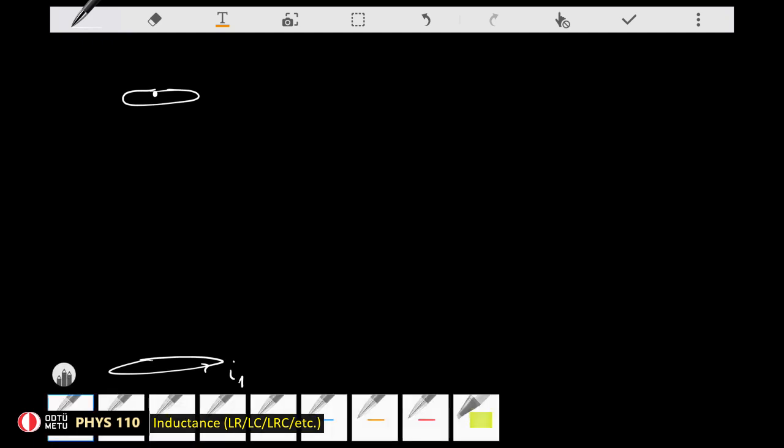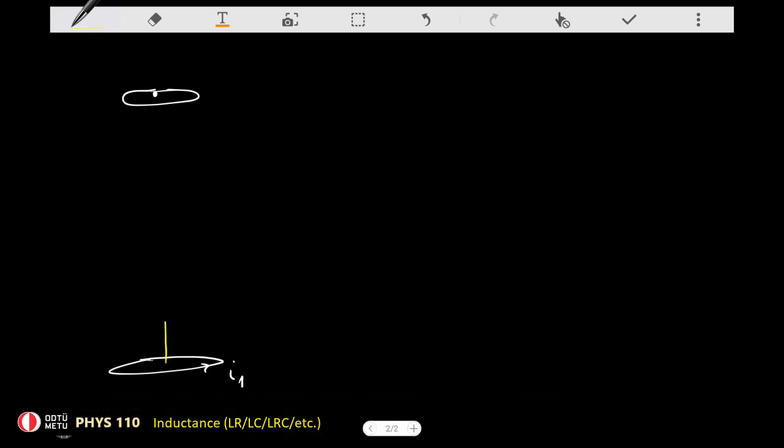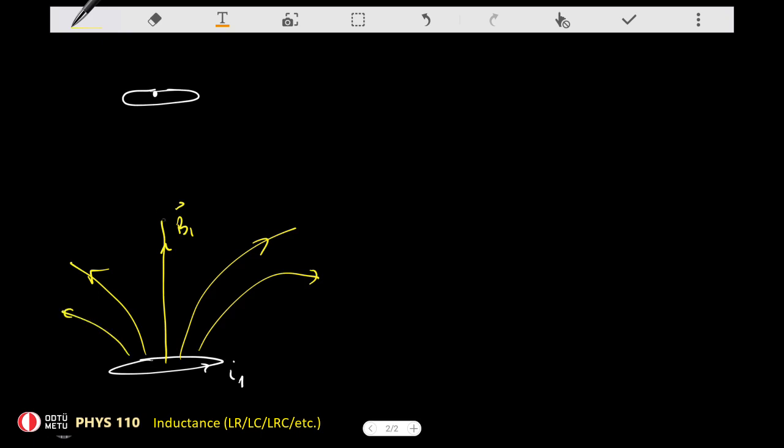I'm going to assume that there is a current flowing in one circuit, and there is the second circuit here. That's the second circuit. We know that this current is going to produce a magnetic field, which we call B1. We know that this magnetic field is very non-uniform. We couldn't calculate it everywhere, but at least we could calculate the magnetic field at all points on the axis exactly, so that was something exactly calculable.